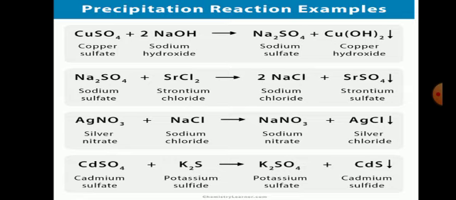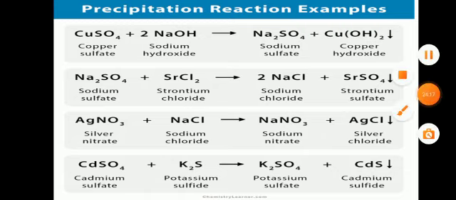Now let us see the third example here, that is your silver nitrate, which is AgNO3, on combining with your sodium chloride, that is your NaCl, will give you NaNO3, that is your sodium nitrate, and silver chloride, that is your AgCl. Now let us see the last example given here, that is your cadmium sulfate, that is CdSO4, on combining with potassium sulfide, that is K2S, will give you K2SO4, that is your potassium sulfate, and cadmium sulfide.